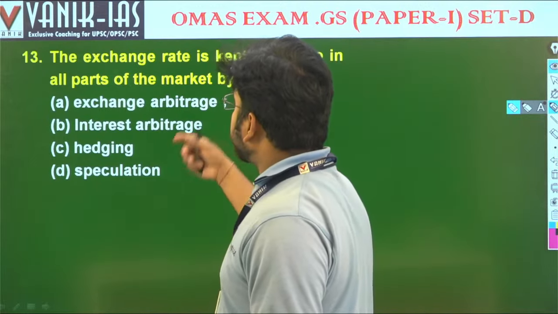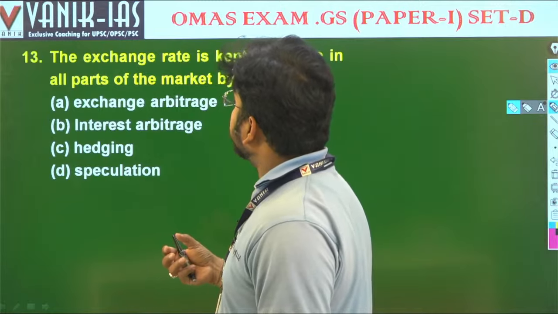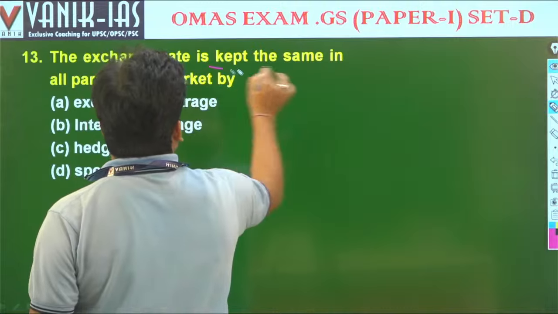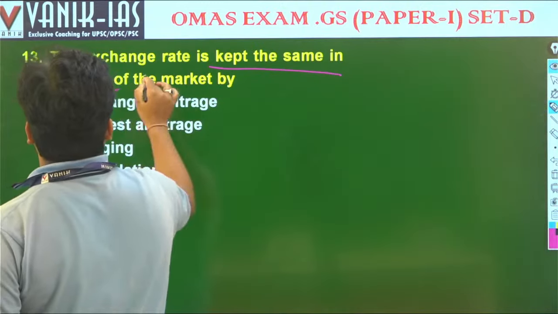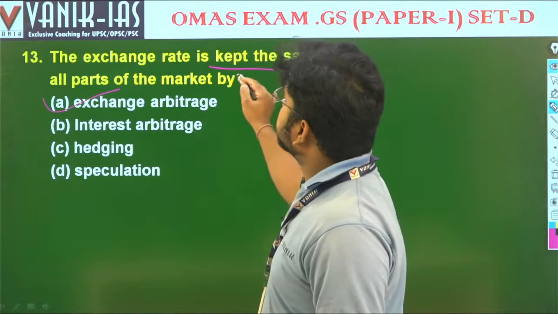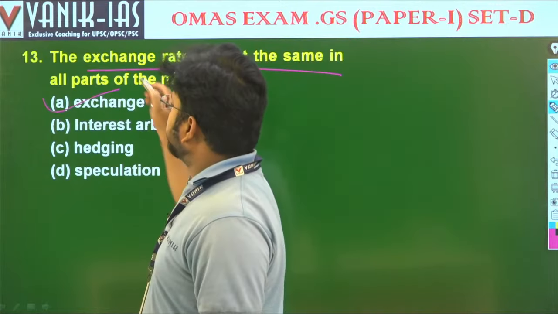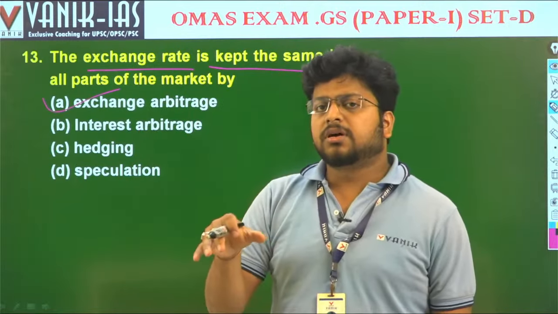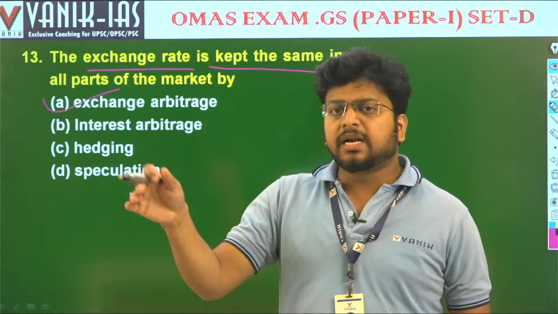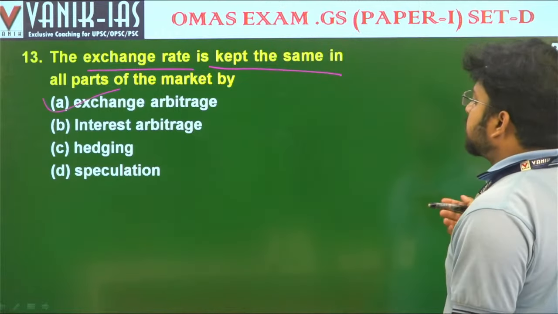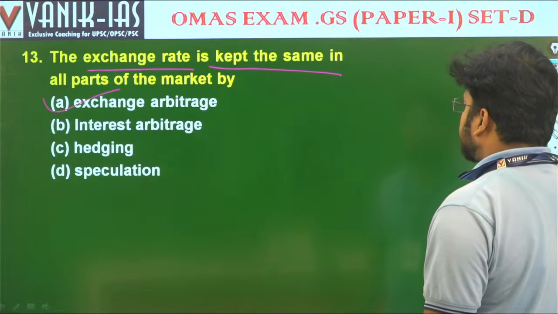Interest arbitrage means you will gain money by buying some interest. Generally, exchange rate is kept the same in all parts of the market. So here the answer is exchange. Exchange means the rate is the same. Here the rate is different, that's why that is interest arbitrage. You are gaining just because of the change in interest rate. So these are some share market terminologies. So A is the answer.